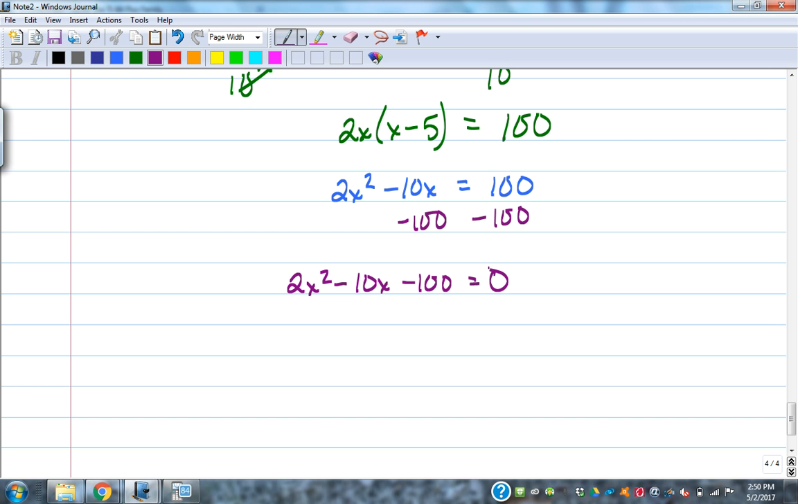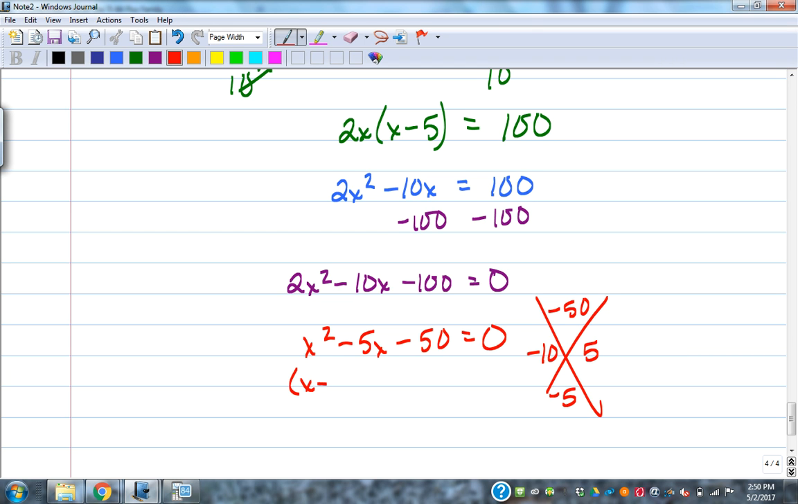And then we know that all of those are divisible by what? 2. So I'm just going to divide them by 2. And then I'm going to factor it. Negative 50 had to be -5. Negative 10 and 5. That's x minus 10, x plus 5. So that means x equals 10 and x equals -5.